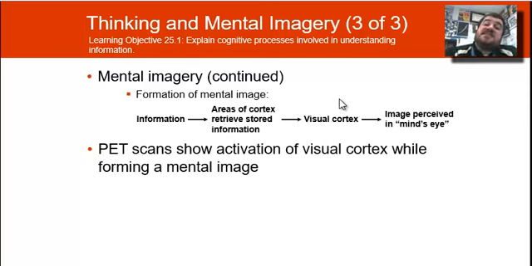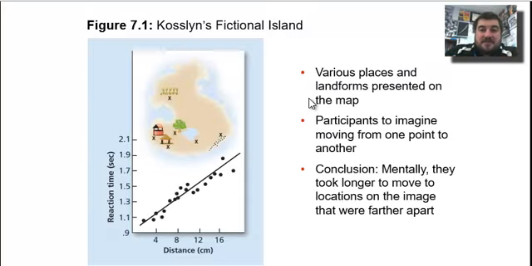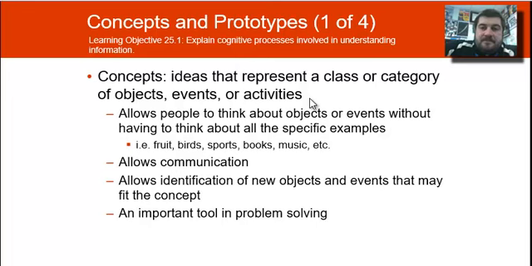PET scans of the brain show the activation of the visual cortex while we're forming a mental image of something. Here is Kosslyn's fictional island. There are various places and things on the island, and they're having people imagine moving from one point to another. If they ask them to move farther away, it will mentally take them longer to move to the locations far away.